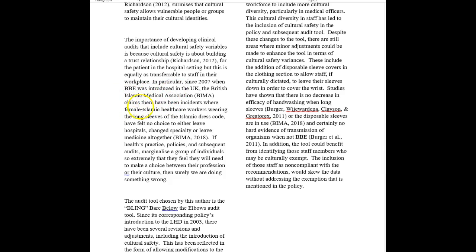So the student gives a good example of female Islamic workers who felt like they could not undertake to be bare below the elbows. They need to wear long sleeves as part of their dress code, and they left. So this sort of discussion is really important to bed that down. Now, you can discuss whatever culture you like.